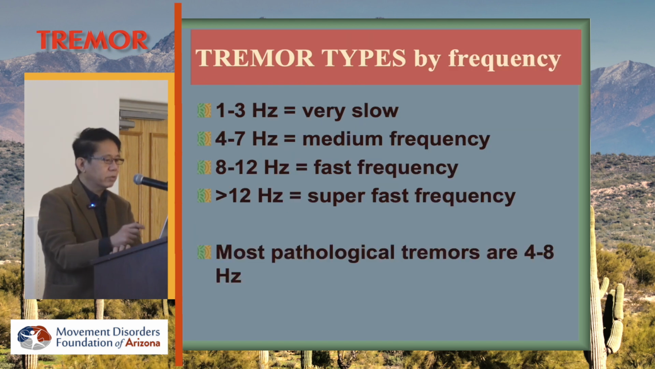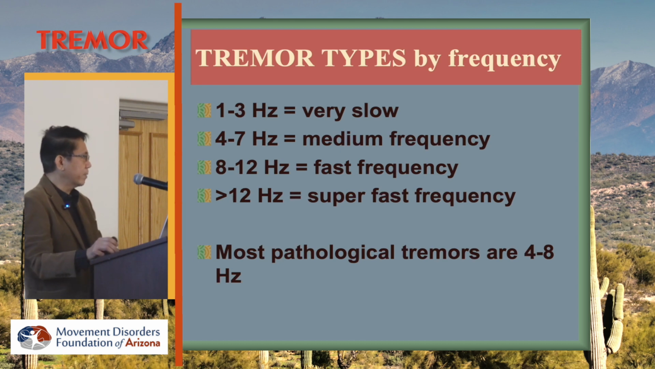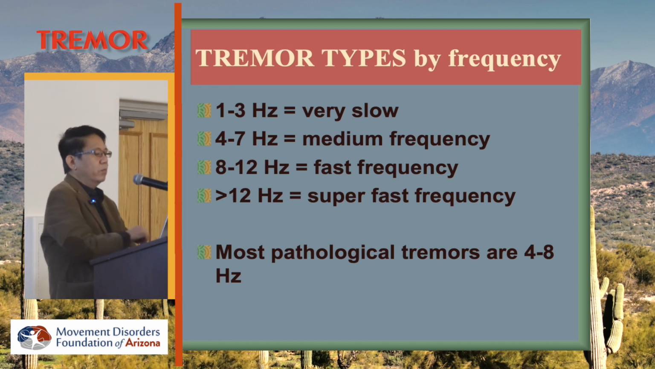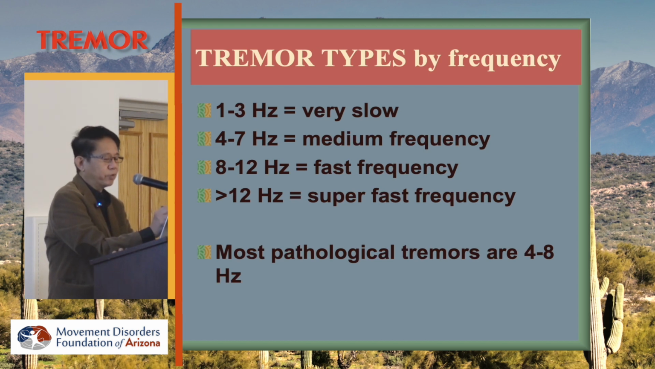And then we also look at the tremor based on frequency, and most of the pathological tremors fall within a certain frequency of 4 to 8 hertz, although in my practice we see tremors of all types. So very slow means 1 to 3 hertz. Hertz refers to beats per second. So 1 to 3 hertz, and then 4 to 7 is medium frequency, 8 to 12 is fast, and more than 12 hertz is super fast.